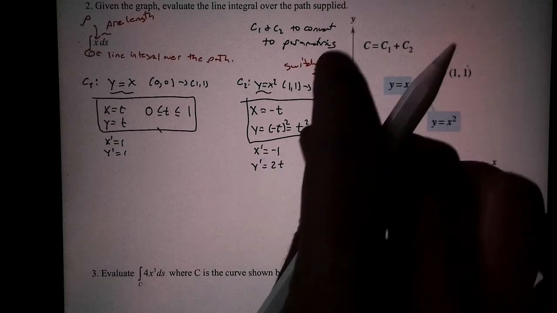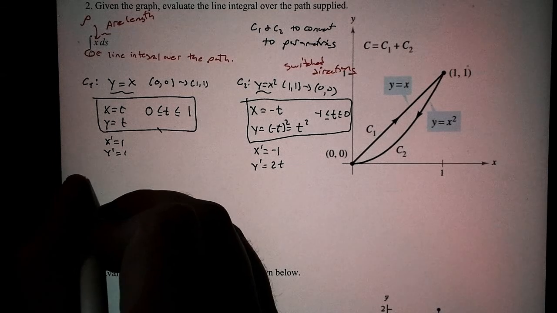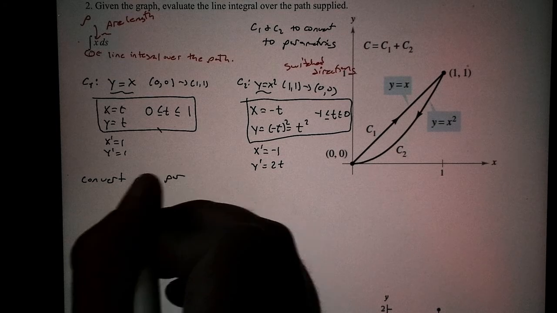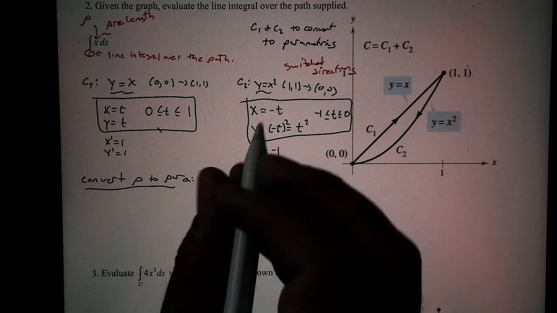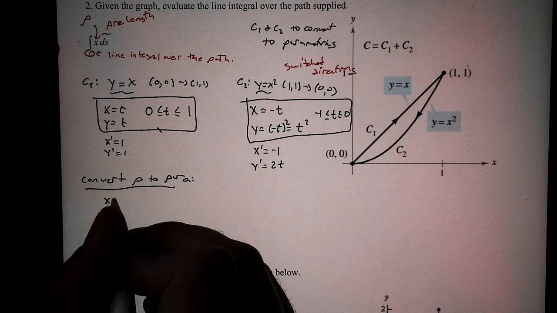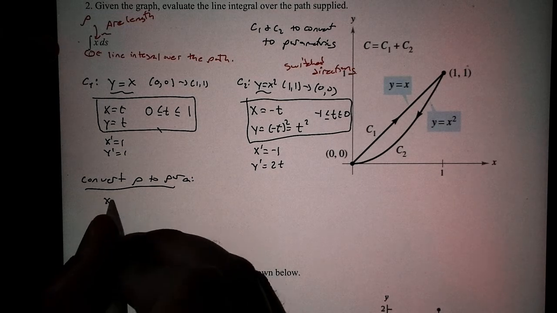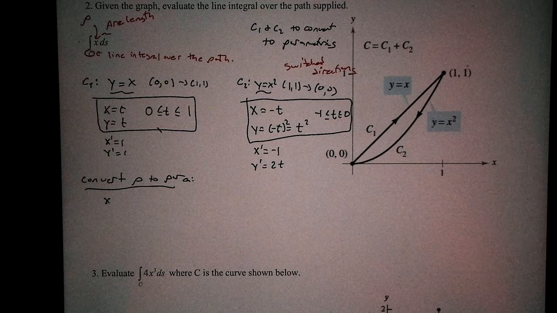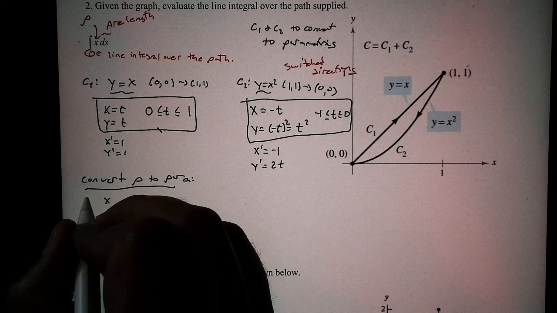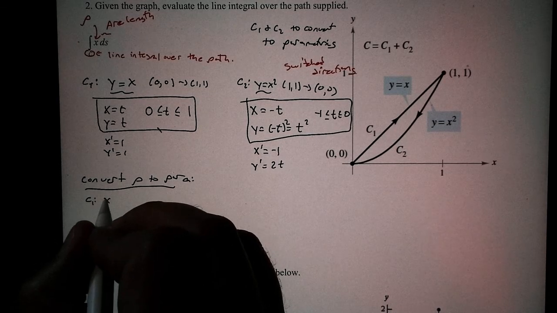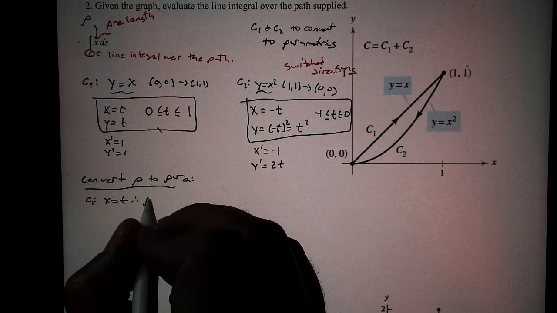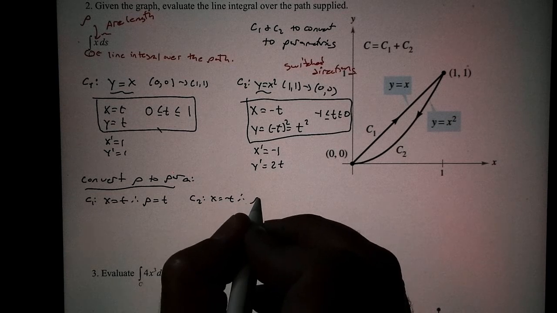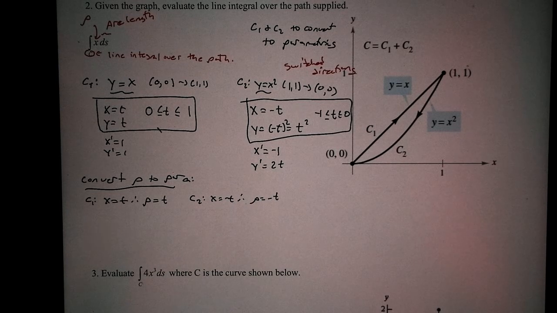All right, so after we convert our paths to parametrics, now we have to convert rho. Converting rho to a parametric is easy. It's just x. Now, you've got to be careful. We do have two different paths. So for C1, remember we said x was t, therefore rho is just t. For C2, we said x was negative t, therefore rho would be negative t right here.